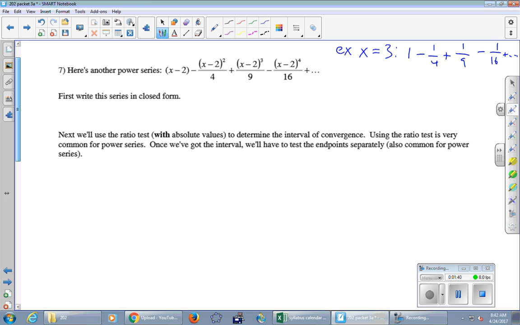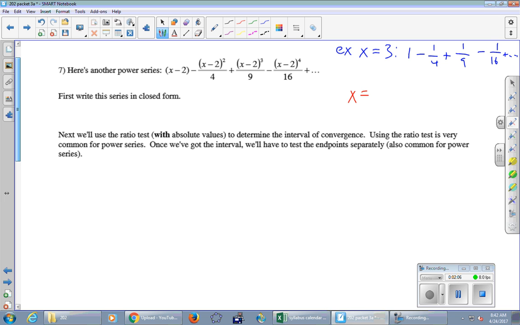What series test could we use to determine if that series converges or diverges? We could use the alternating series test, right? The terms, if we ignore the alternating piece, are the terms decreasing and going to 0? Yeah, so that series right there converges. That means that this original series converges when x equals 3, yes? Okay, let's pick another value for x.